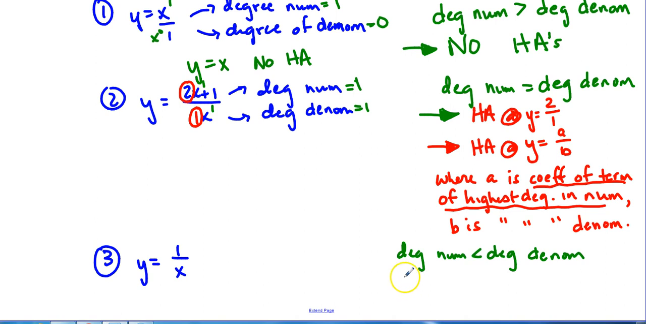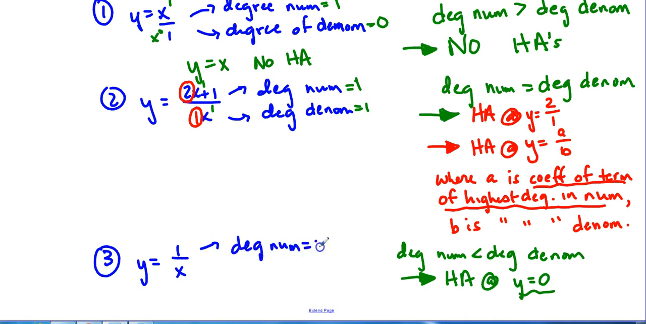And when this happens, we've got a case where there's a horizontal asymptote at y equals 0. Always y equals 0. We don't look at the coefficients in this case. Again, the degree of the numerator is 0 here. The degree of the denominator is 1. So this case holds. We've got a horizontal asymptote at y equals 0.